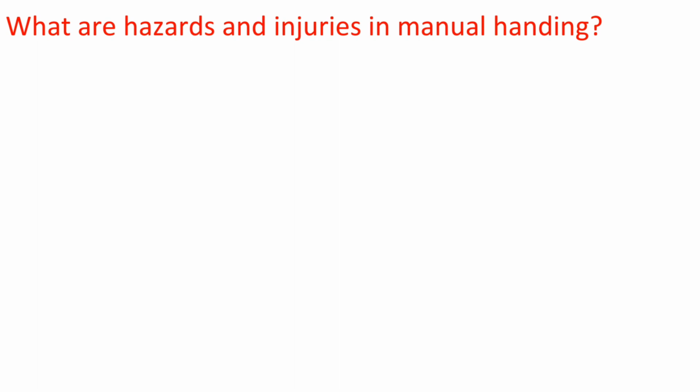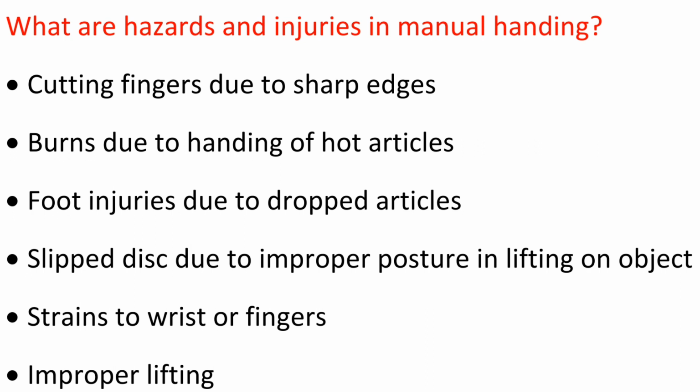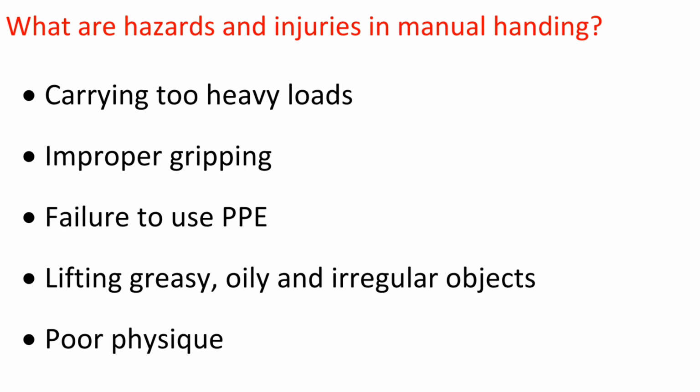Question. What are hazards and injuries in manual handling? Answers. Cutting fingers due to sharp edges. Burns due to handling of hot articles. Foot injuries due to dropped articles. Slip disc due to improper posture in lifting an object. Strains to wrist or fingers. Improper lifting. Carrying too heavy loads. Improper gripping. Failure to use PPE. Lifting greasy, oily and irregular objects. Poor physique.